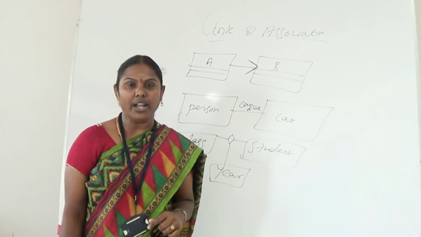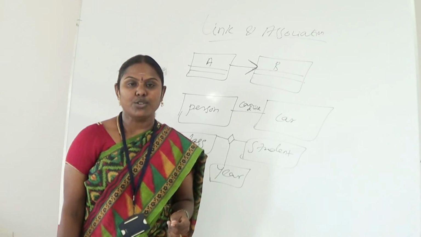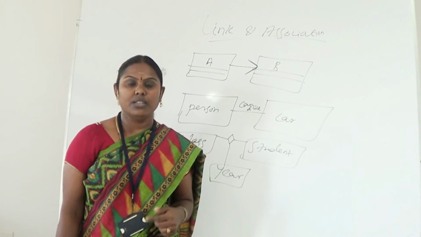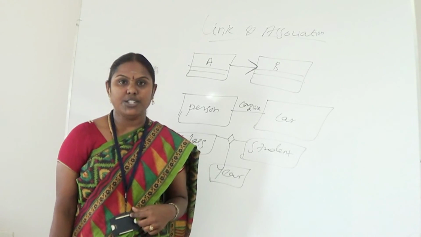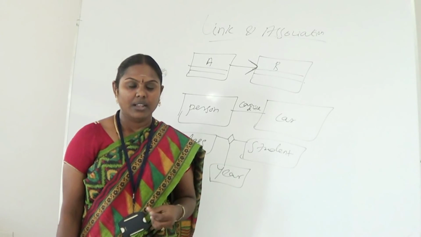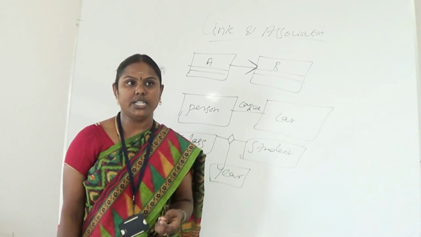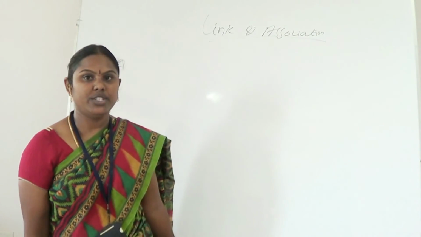It specifies how many instances of a single class are related to one instance of the associated classes. So this is the issue of cardinality. You have to clearly mention the cardinality and the cardinality ratios of association.